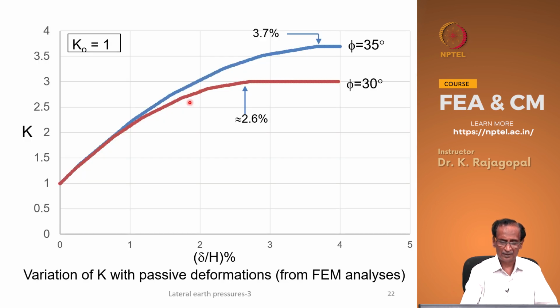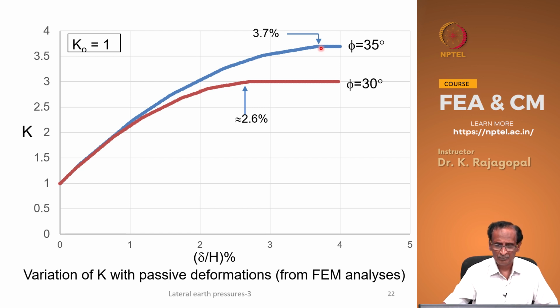And let us look at the passive state. So, on the x axis we have the passive deformation, that is the wall deformations into the soil, and the K0 is 1, and as the wall is pushed into the soil your lateral pressure will go on increasing, and for 30 degrees your Kp is 3, and the lateral pressure coefficient will go on increasing, and at a lateral strain of 2.6%, the soil has reached the plastic limit of Kp of 3, and when friction angle is 35 degrees, it required 3.7%.